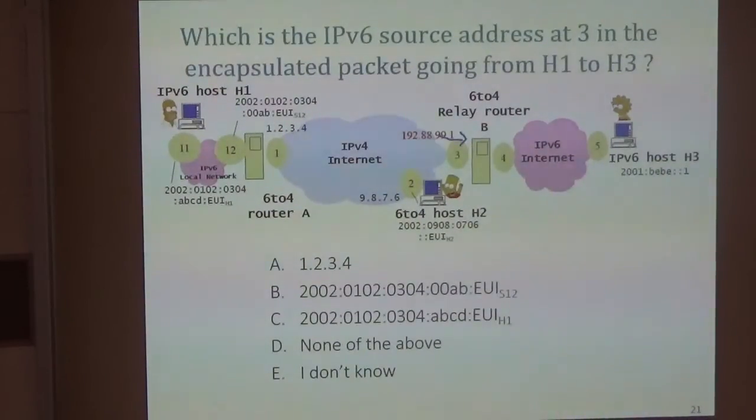And the correct answer is C. Because IPv6 source address means the encapsulated address. Encapsulation means we take the packet and we put it inside here, an IPv4 packet, as if it would be a link layer, a layer 2 technology, for example. So of course, we keep the principles of IPv6, and this is the source that we should see here. So this is the IP address of H1.